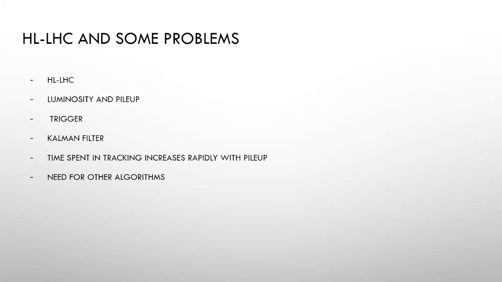I'd like to talk about the High Luminosity Large Hadron Collider and some problems. The Large Hadron Collider will undergo an upgrade to increase the instantaneous luminosity after Run 3. So the HL-LHC will have 5 times more collisions per event. Occupancy of hits in the tracking system will increase proportionally. And with more luminosity, there's more pileup, basically.